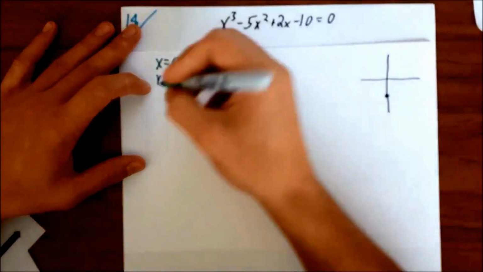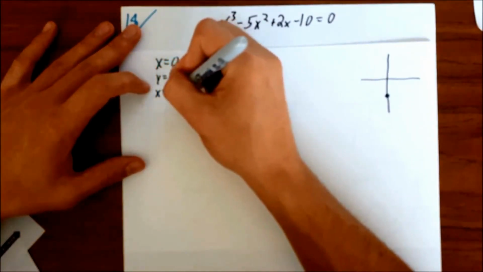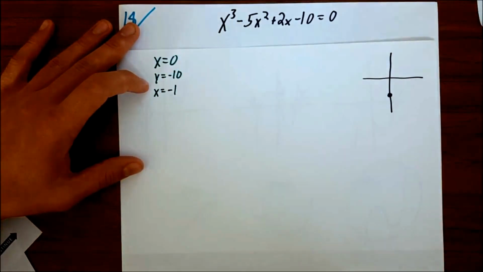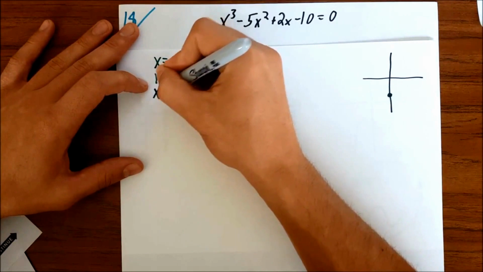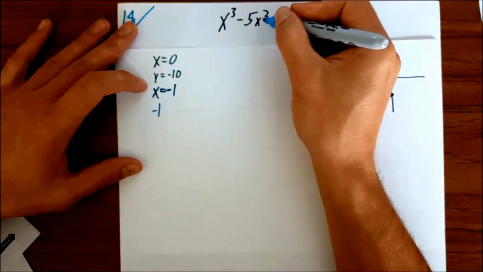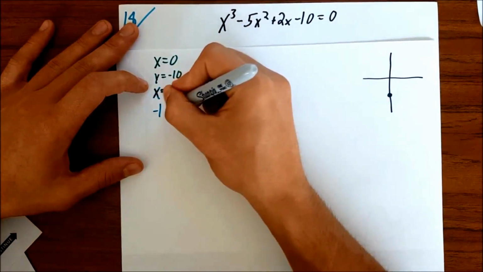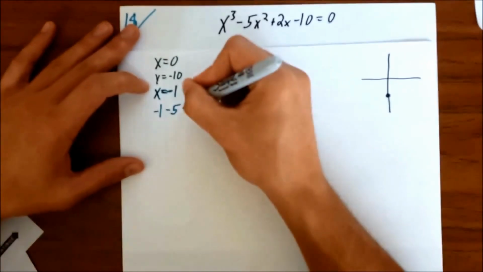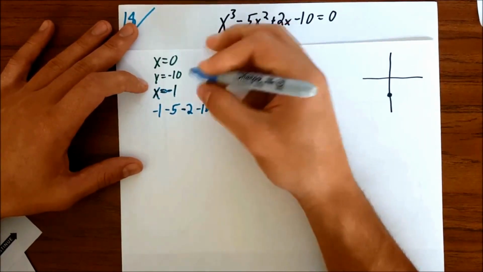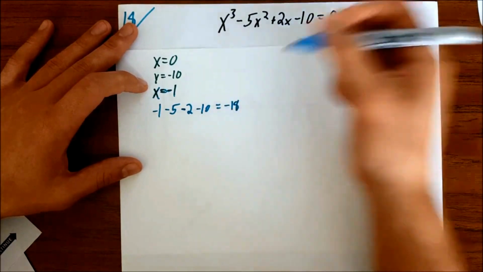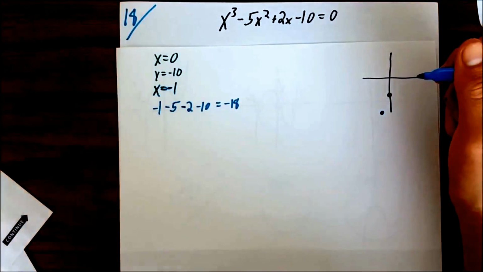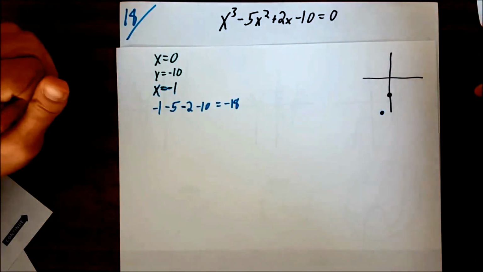Let's do x equals minus 1. So this is going to be minus 1 cubed, which is minus 1, then minus 1 squared is 1, times minus 5, so that's minus 5. 2 times minus 1 is minus 2, minus 10. So that's going to be minus 18. So minus 1 would put you somewhere here. That doesn't seem to be going in the right direction.